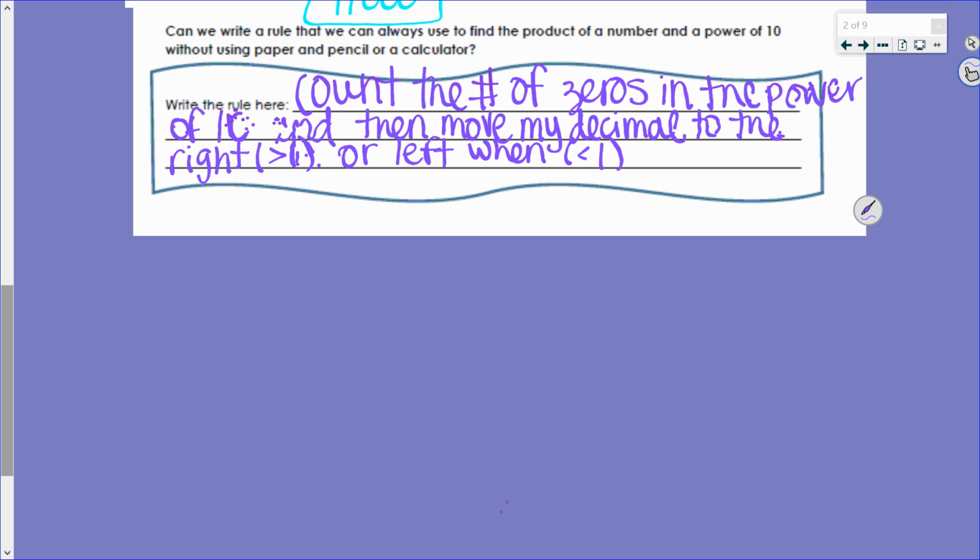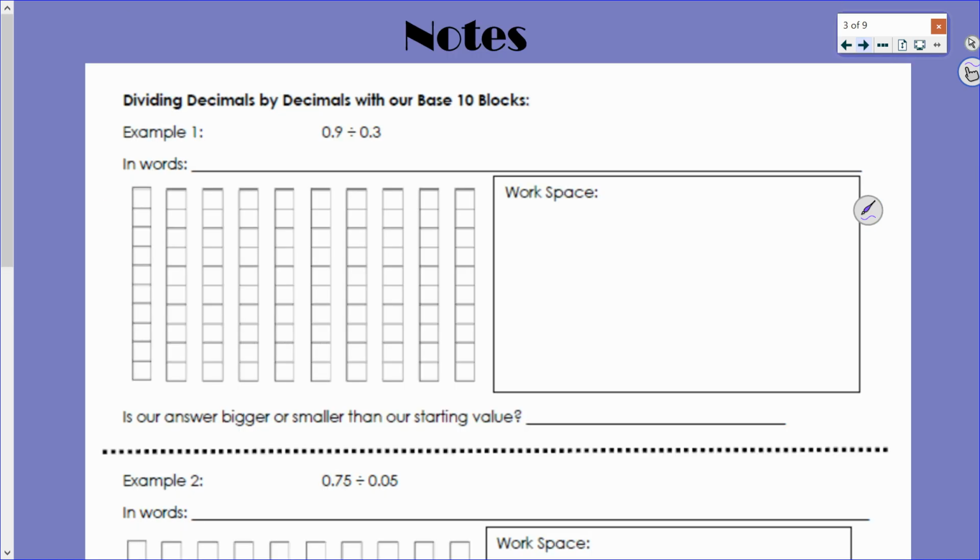Okay, when you're done with that, go ahead and turn the page. We're going to start by modeling these problems. Count the number of zeros in the power of 10 and then move my decimal to the right, greater than 1 or less than 1. If you have a highlighter, you might want to get it out to help you color, because it's going to be quicker to color with the highlighter.